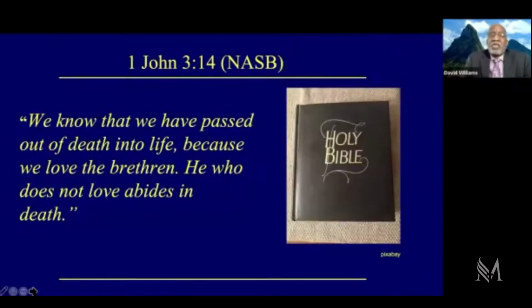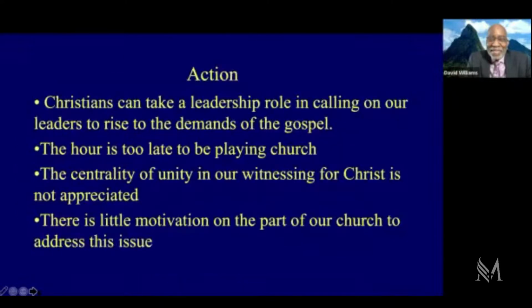The jury is out on that. But what does the Bible tell us? 1 John 3:14, we know that we have passed from death into life because we love the brethren. Who are the brethren? All God's children, regardless of who they are or where they come from. He who does not love abides in death.